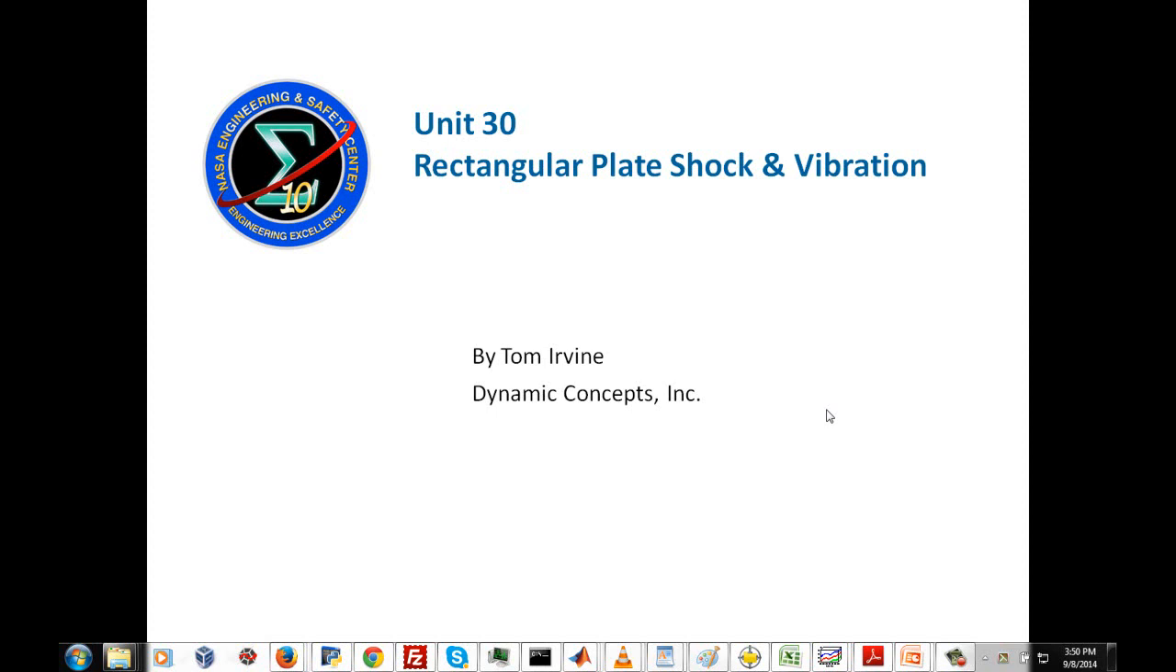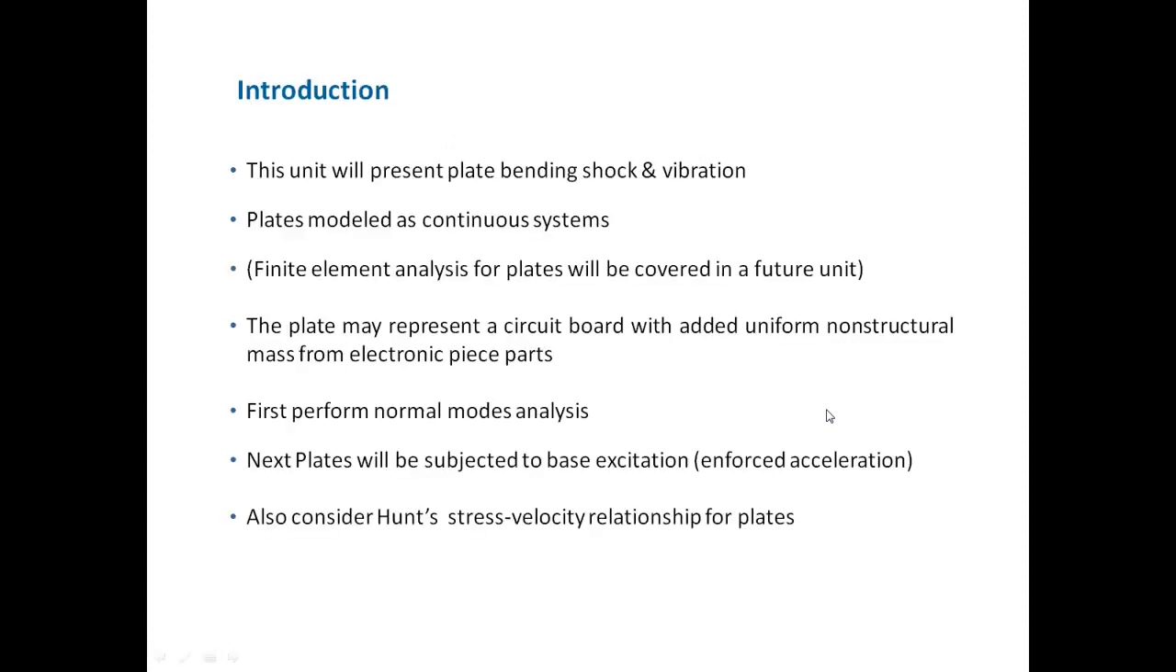Our topic today is rectangular plate shock and vibration. So this unit will present plate bending, shock and vibration, and the plates will be modeled as continuous systems. That's where we start with a governing partial differential equation and find closed form type solutions. Another common way of modeling plate bending is the finite element method, and we're actually going to cover finite element analysis in a future webinar unit.